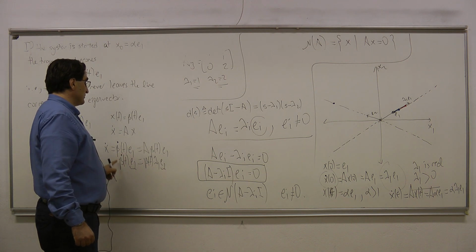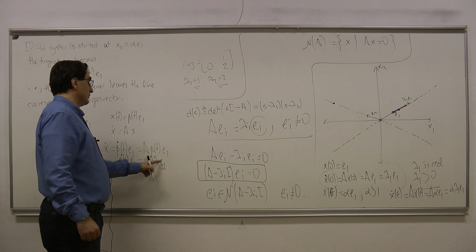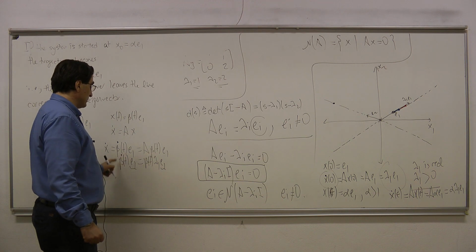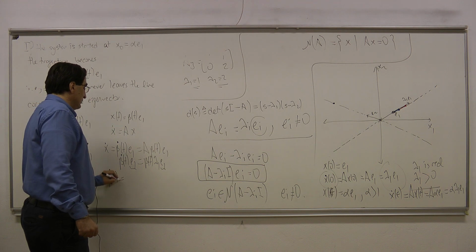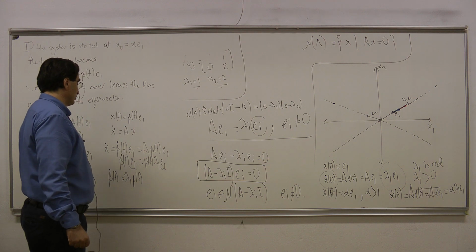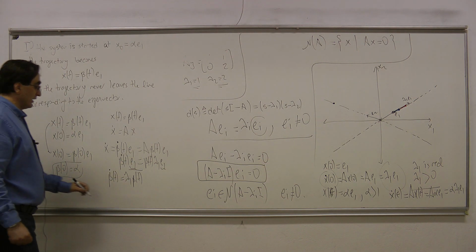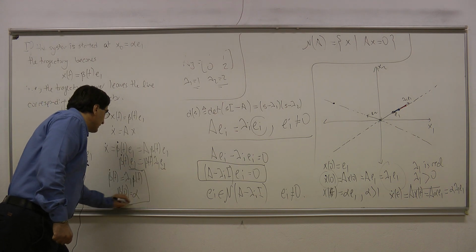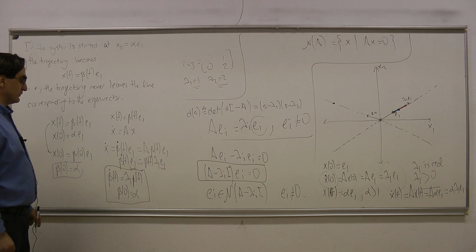If a multiple of the non-zero vector is equal to another multiple of the same non-zero vector, then their coefficients should be equal. So this tells me that beta dot of t is equal to lambda 1 beta of t. The coefficients should be equal. And I know what beta 0 is. Beta 0 is alpha. So now I can solve these differential equations to calculate what beta of t is.